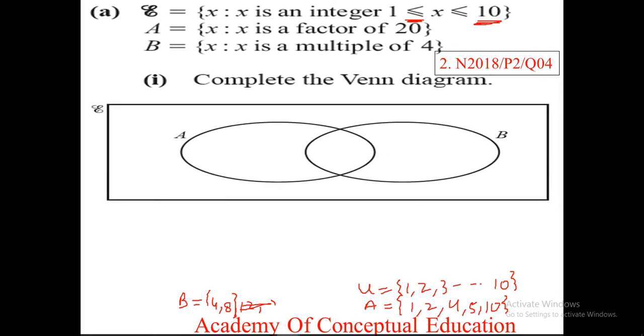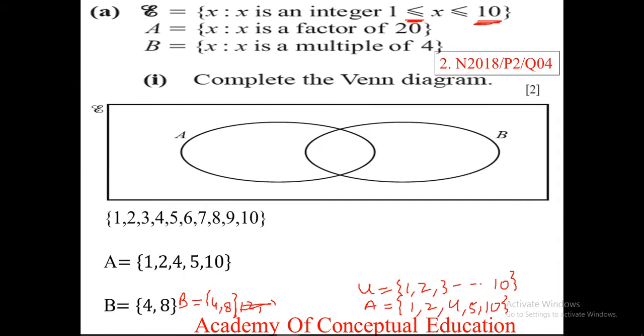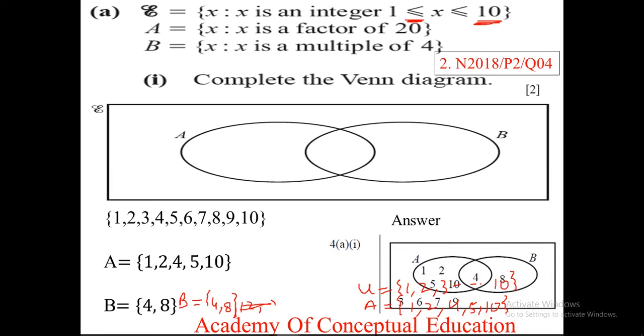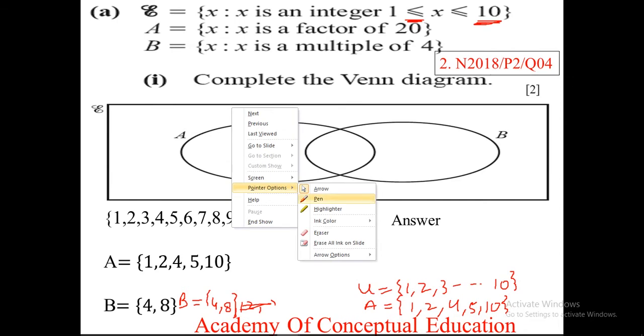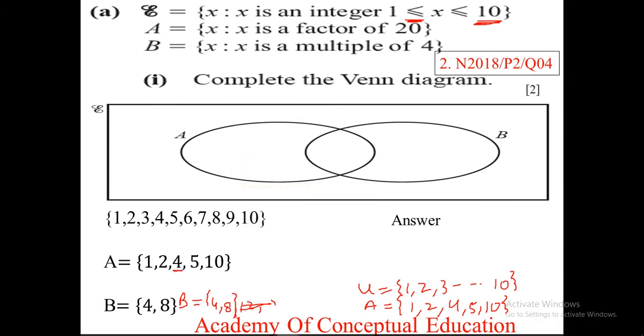Now let's complete the tree diagram, and it contains 2 marks. So as we have earlier defined, these are the sets. The universal set is 1, 2, 3, 4, 5, 6, 7, 8, 9, 10, and set A contains 1, 2, 4, 5, 10. Set B contains 4 and 8. Now if we write it here, we can say that 4 is the element which is in both sets A and B.